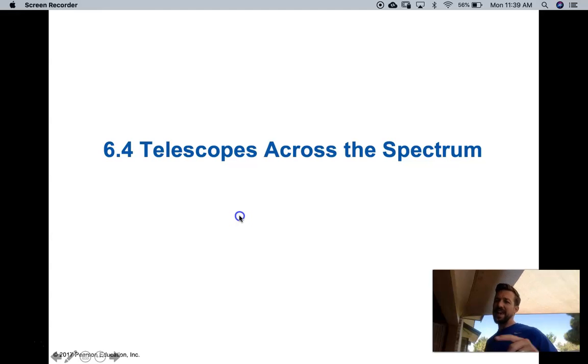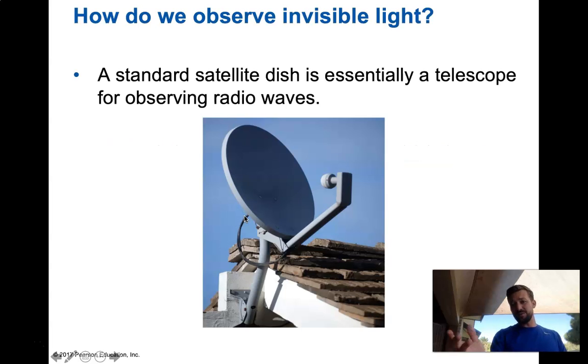Okay, guys, last one, 6.4, telescopes across the spectrum. We're going to be talking about all the different telescopes we have that look at all the different parts of the electromagnetic spectrum, okay? And we kind of did that a little bit. So how do we look at this invisible light?